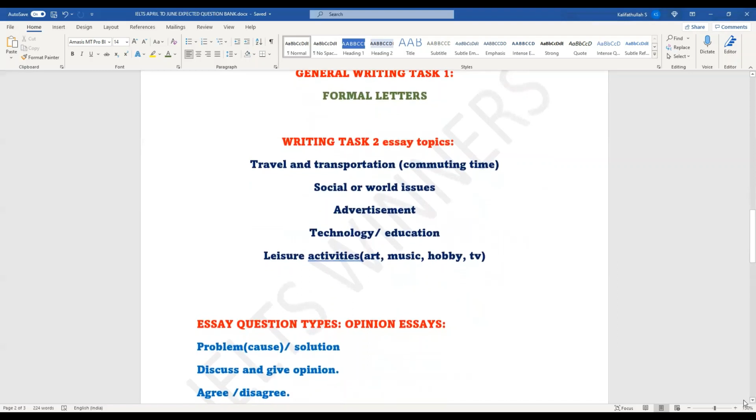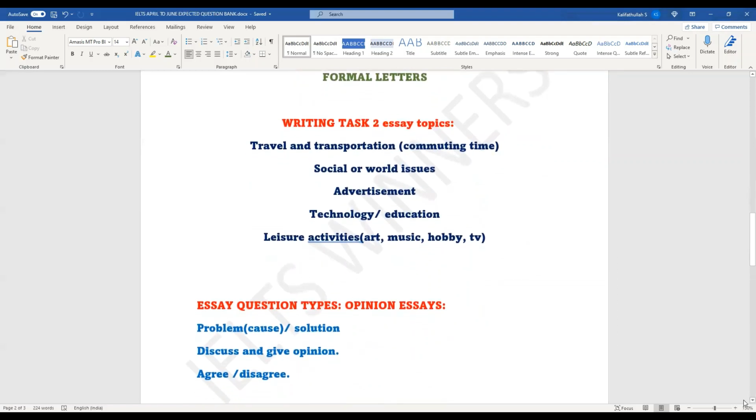As far as the question types are, you can get opinion question, discuss and give your opinion. You can get agree, disagree, or you can get problem solution or cause solution. So what are the problems of traffic and what can be done to solve the traffic, or what are the causes of traffic and what can be done to solve it. So problem solution or cause solution. The structure you must have very clear that in one paragraph I'm going to write problem or cause, and in another paragraph I'm going to write a solution. Okay, so you must be very clear with your structure and vocabularies. So this is for LRW.